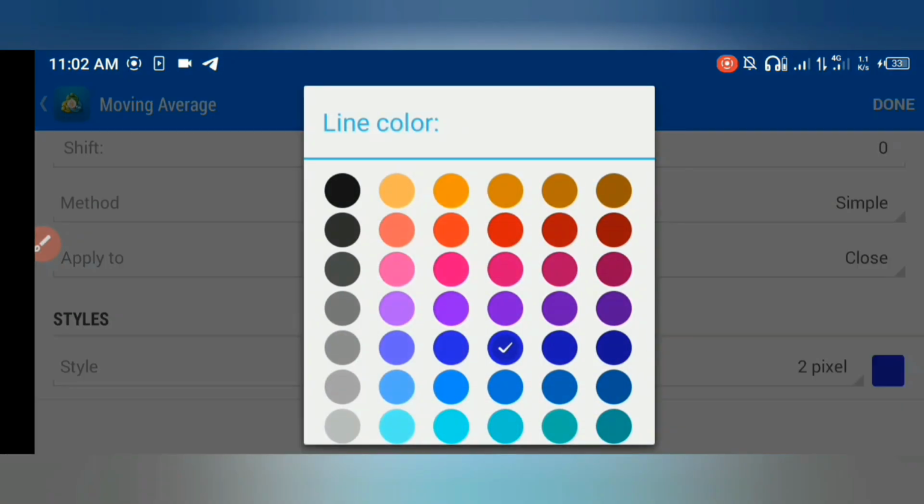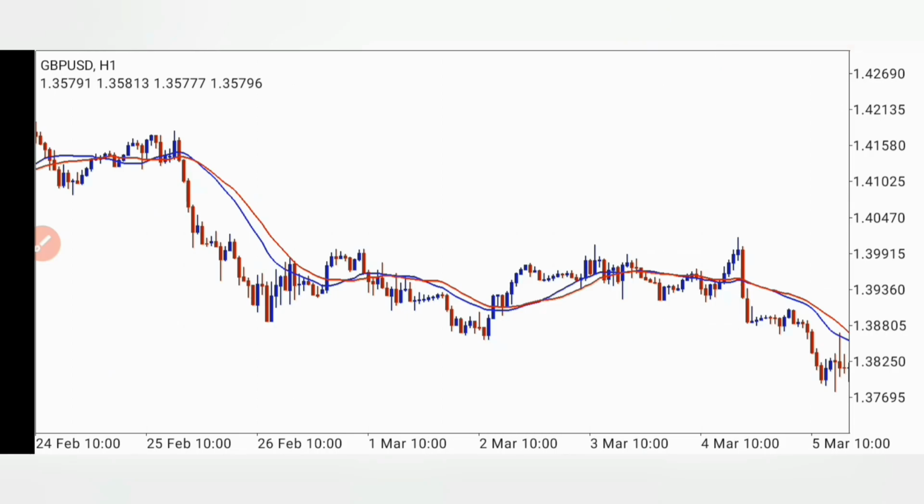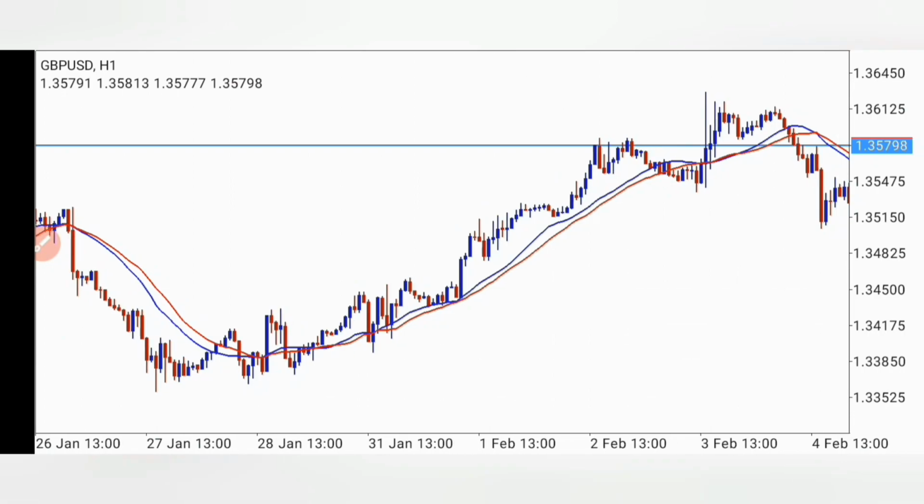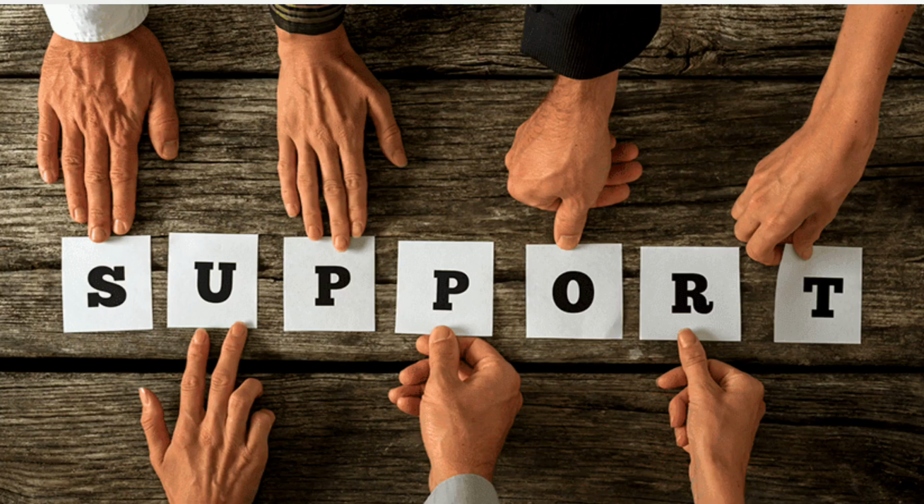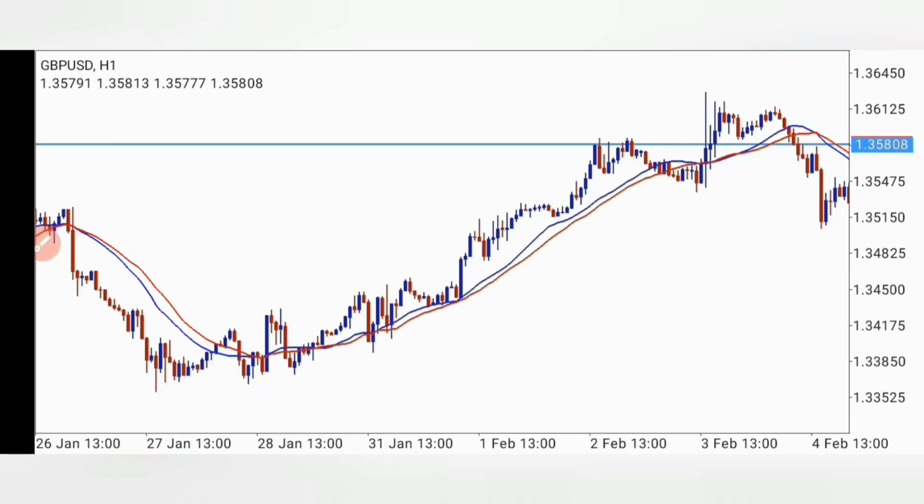So let's add this to be red, and we hit done. Once we've hit done, this is how our charts look. Now what the moving average helps you do is know the direction of the market. Just like I said, the three things we focus on when trading are the support of the market, the resistance of the market, and the trend of the market. Once you know these three things, you know the future direction of the market.